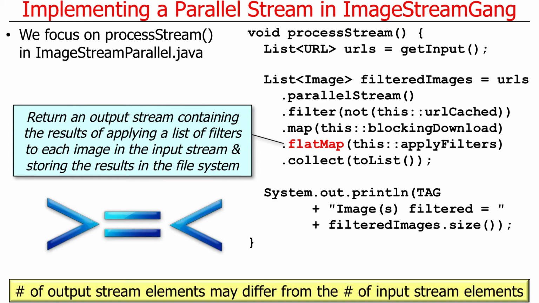Keep in mind that flat map can return greater than, less than, or equal to the number of elements. In this case, it's most likely going to return greater than because it's going to do n filters or transforms for each image. So if you have 2 filters, it'll return 2x.